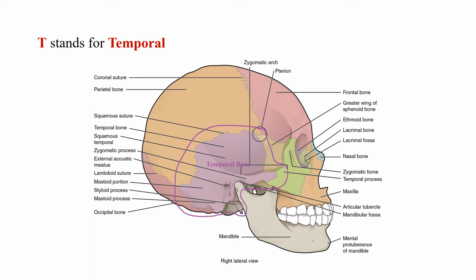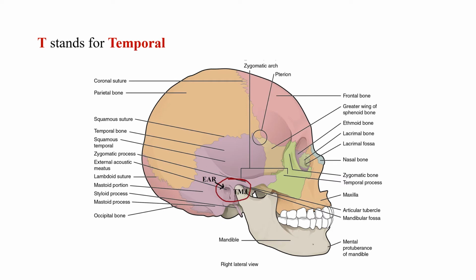So I've got the temporal bone labeled. It's purple. You see it has a lot of different parts, and we're just concerned about where the lower jaw connects with the temporal bone. So I have circled the area of the temporomandibular joint, TMJ, and I've got it labeled in black. And then right behind it is the ear. And I do this because they're so close in relationship.